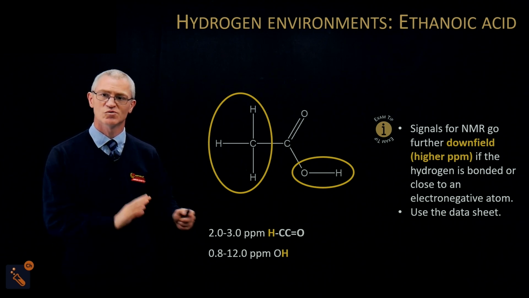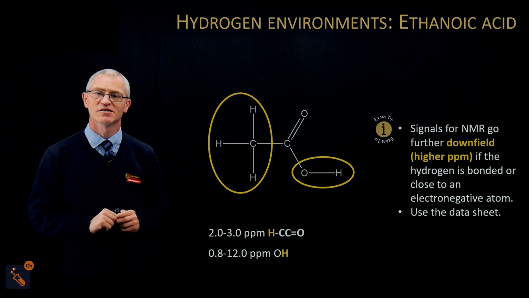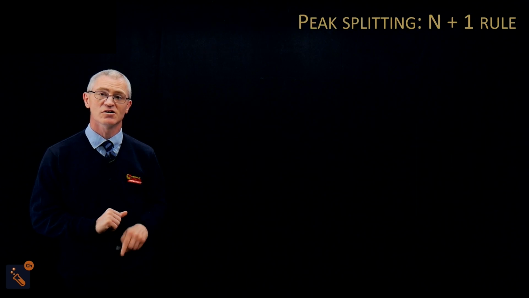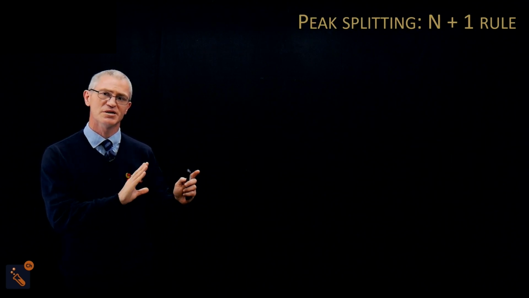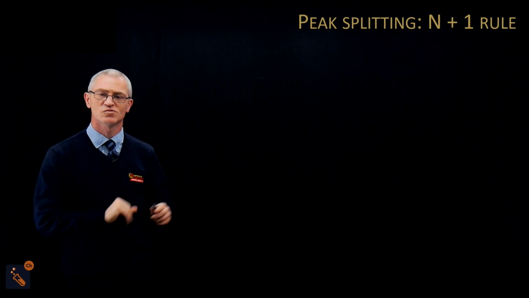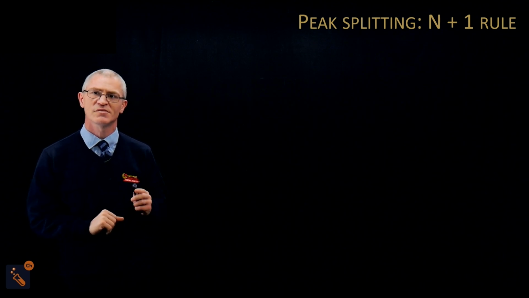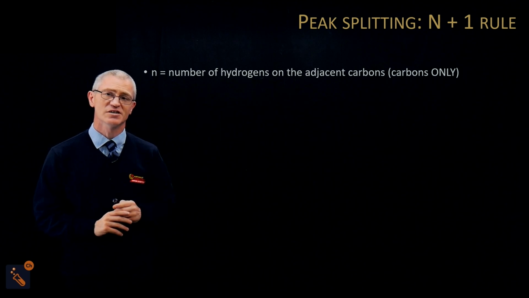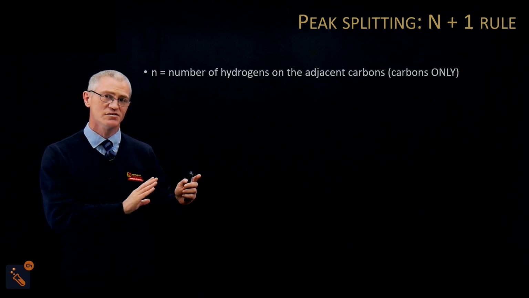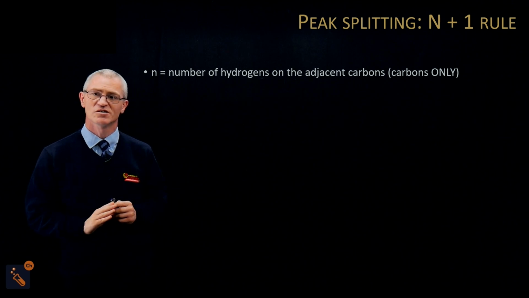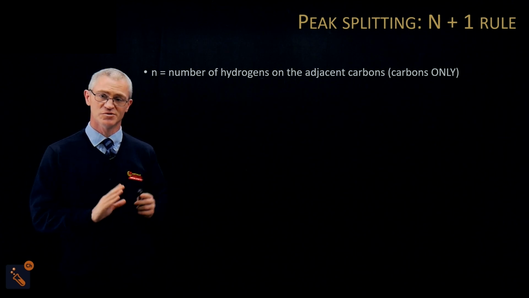So before I go into more detail about ethanoic acid, I want to show you what type of peaks you'll see with our two hydrogen environments. Now, this is to do with something called the peak splitting or n+1 rule. N is equal to the number of hydrogens on the adjacent carbons. And that's carbons only. Okay, and we'll talk about that when we go back to ethanoic acid, but carbons only.